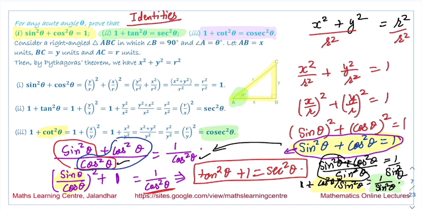Another way to prove these identities is to start with the left hand side of the first equation, sine square theta plus cos square theta. We write the value of sine square theta as y over r whole square, and cos square theta as x over r whole square. We take the LCM, and in the numerator we get x square plus y square. By the Pythagoras theorem, x square plus y square is equal to r square. So the final answer we get is 1.